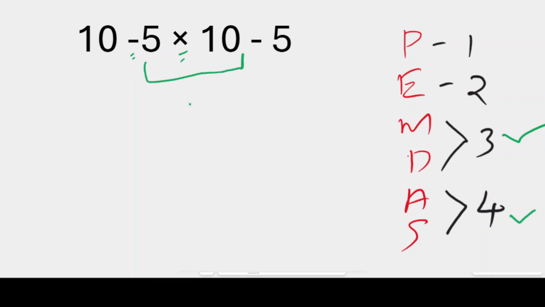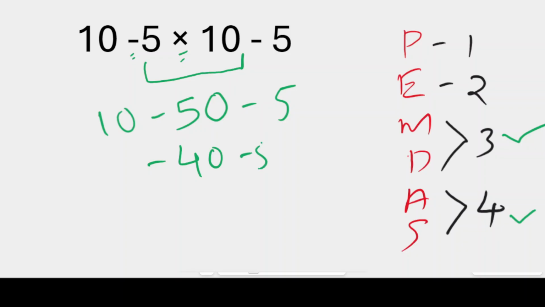5 into 10, we will get 50. 10 minus 50, we will get minus 40. Minus 5 is equal to minus 45. This is the right answer.